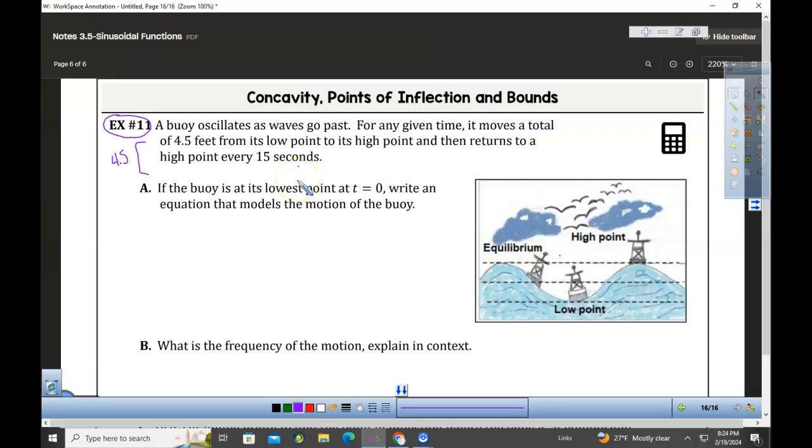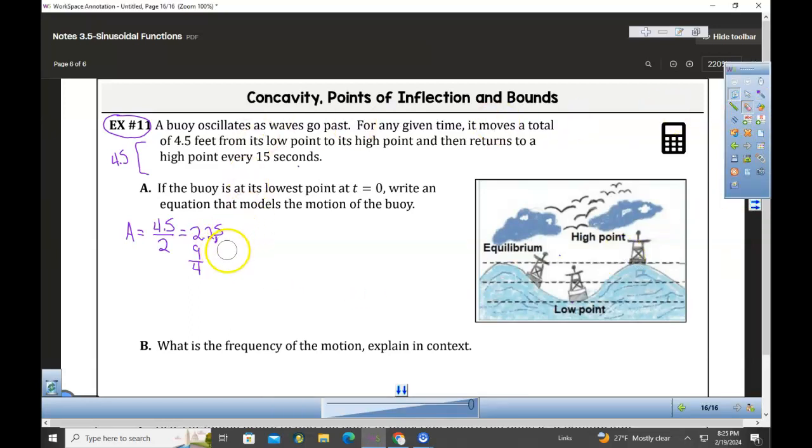Okay? So, what are some things I know? What's my amplitude? Well, it's 4.5 total height. So I need to cut that in half to get amplitude. So that's 2.25. Now if I was really cool, I could have done this as a fraction as 9/4. Both are fine. Just remember, probably non-calculator. And that's a smudge. It's 2.25.